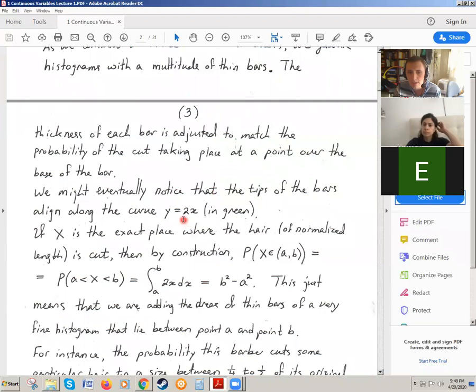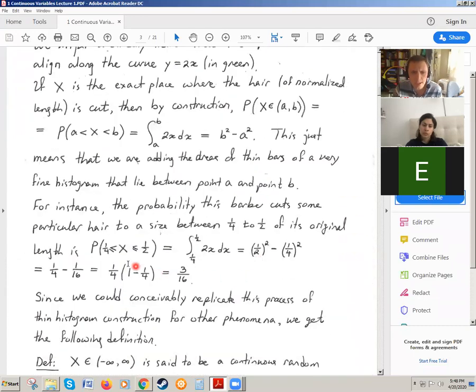So in general, if they're very thin, the thickness on the x-axis will be dx, and 2x will be the elevation of that rectangle, and 2x times dx is the area. This means you add up all the rectangles from A to B, so you get b squared minus a squared as your probability. For example, the probability that x is between 1/4 and 1/2 is the integral between 1/4 and 1/2 of 2x dx, which is 1/2 squared minus 1/4 squared, which ends up being 3/16.